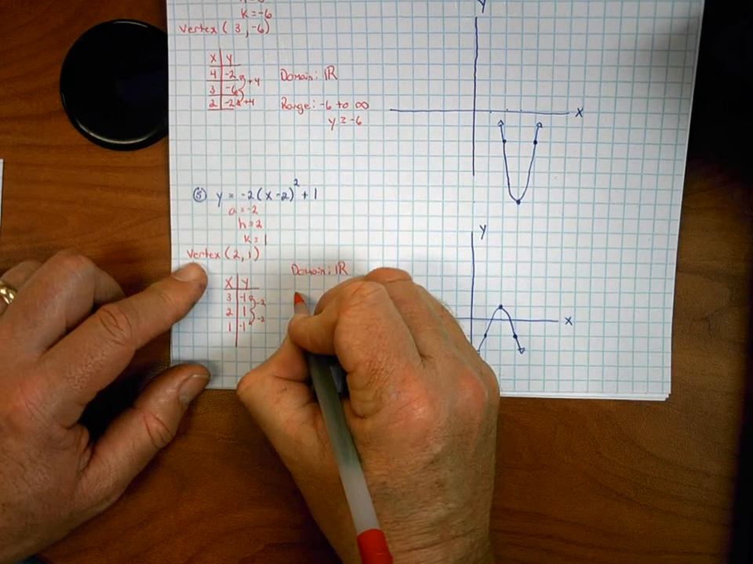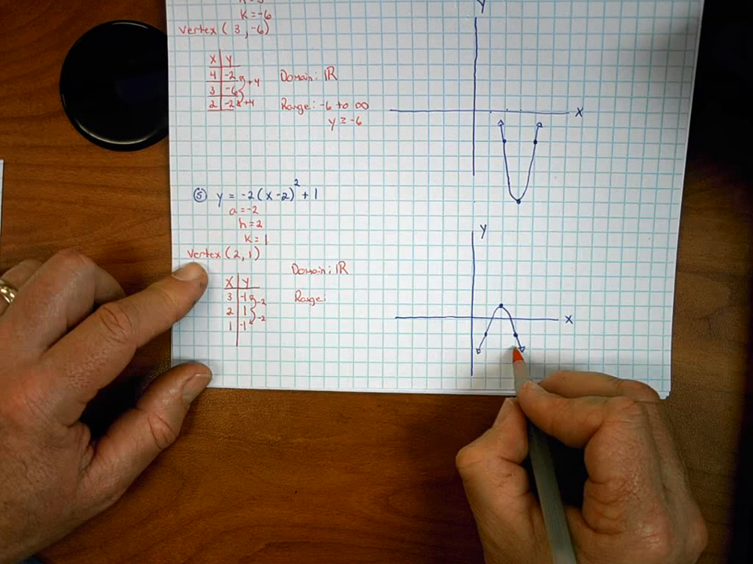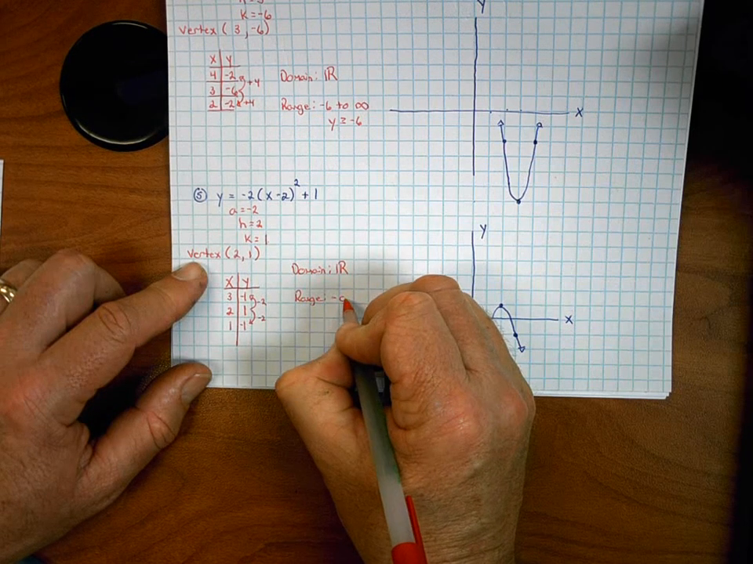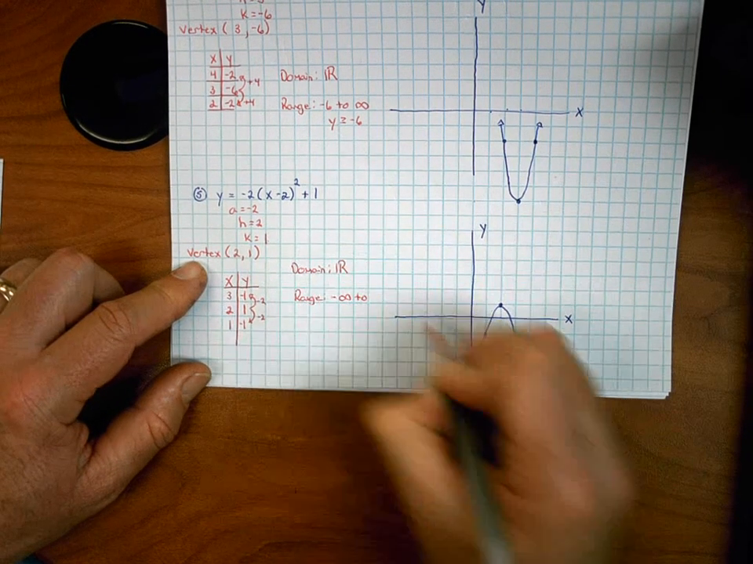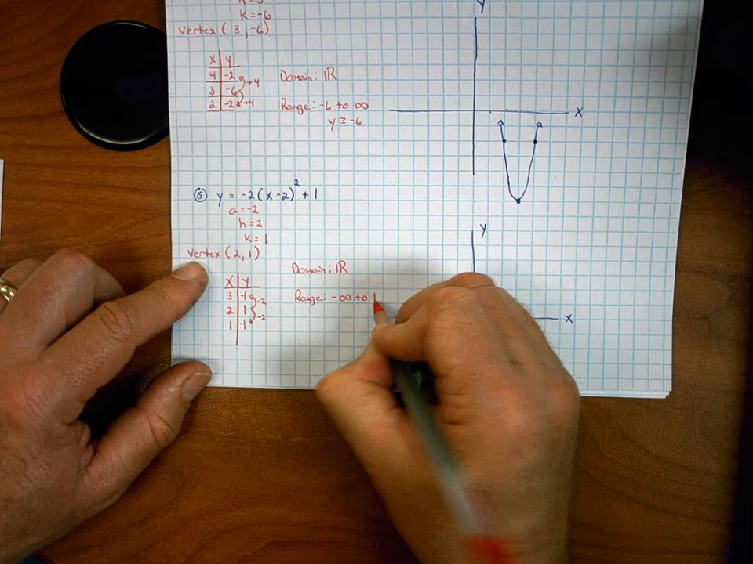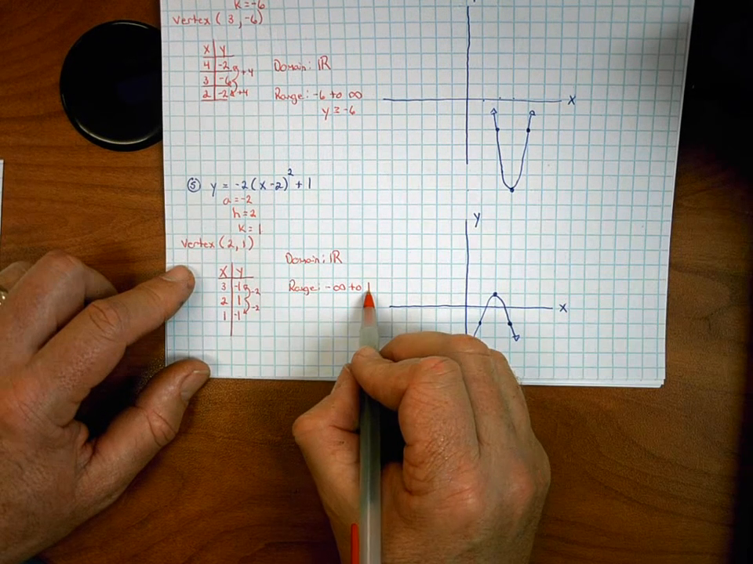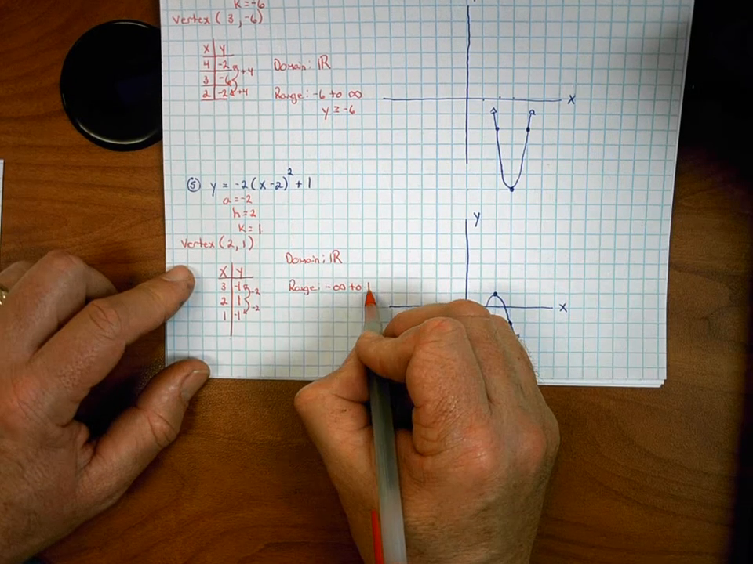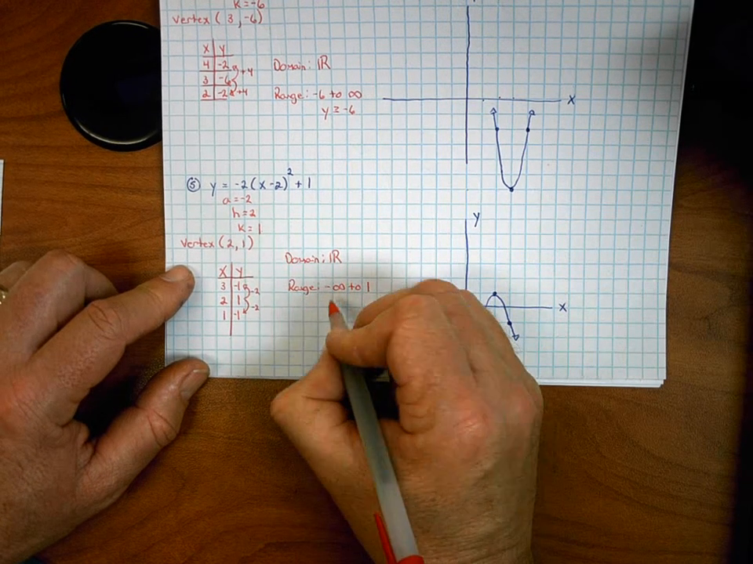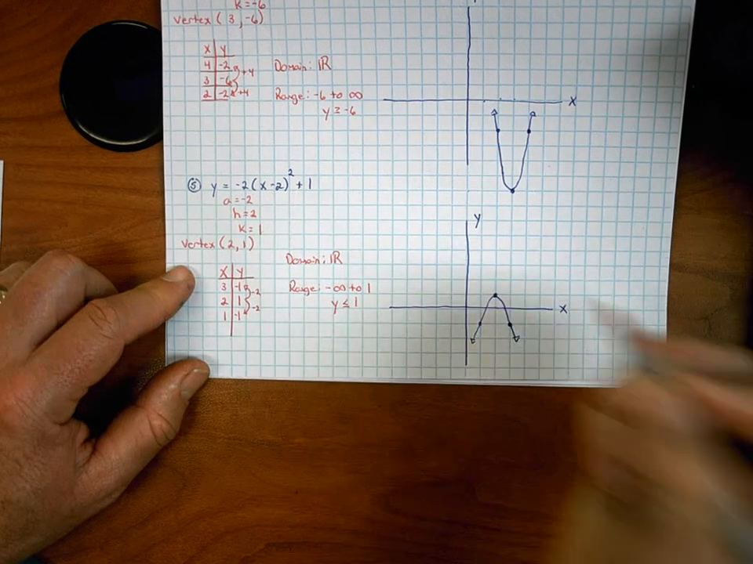What's my range? Does my graph keep going down forever? Yes, it does. So it's -infinity. Does my graph go up forever? No, it stops going up at +1. So my range is -infinity to 1. So what we're saying is your range is any number 1 or smaller, and the way we would write that is y is less than or equal to 1.